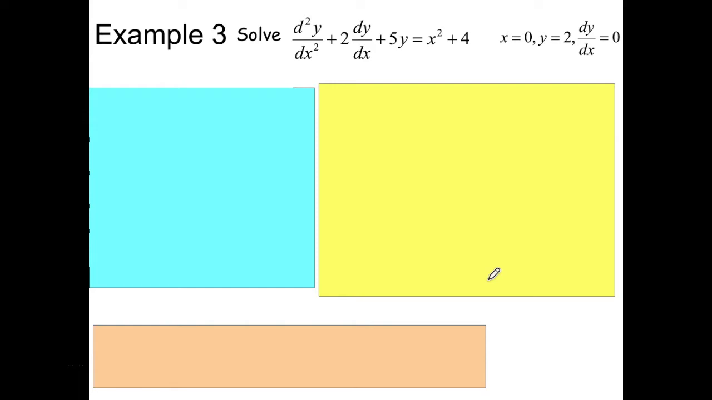Solve this equation. In this case, we are given boundary conditions. This means that we have to look for the two constants a and b. Here are our boundary conditions.